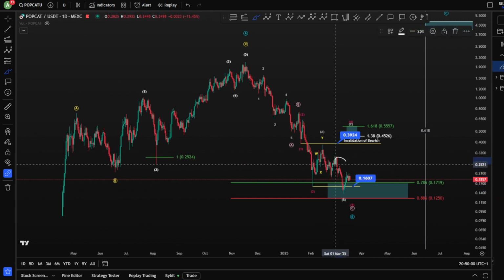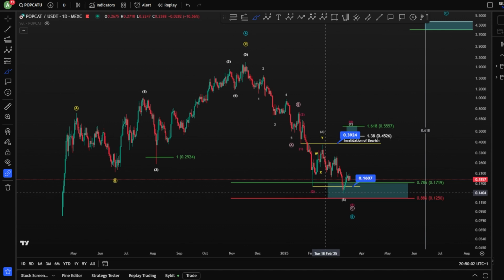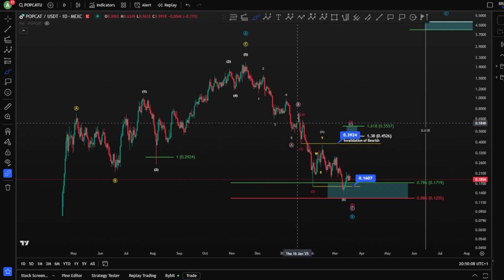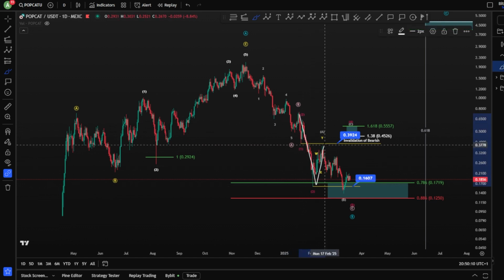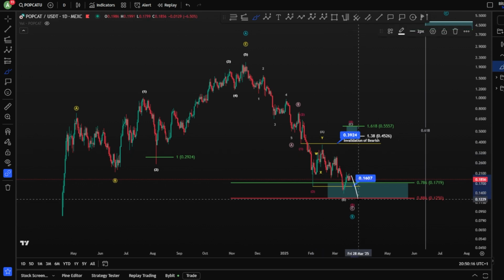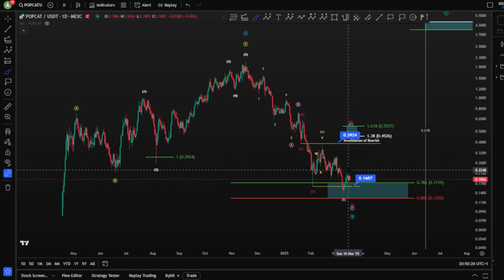Even a very low possibility, because of this three-wavy shape here, where you might be facing something else, definitely as potential, a flat. Somehow like a flat here potentially, and then finishing one more leg towards the downside to finally finish this count, and then moving toward the upside.